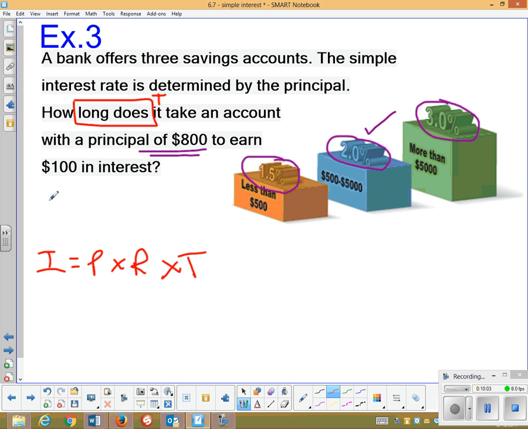And you actually have it right there, 100. It says you earn 100 interest. The P is how much you put in. Do you know how much you put in to start? We do, so that's 800.